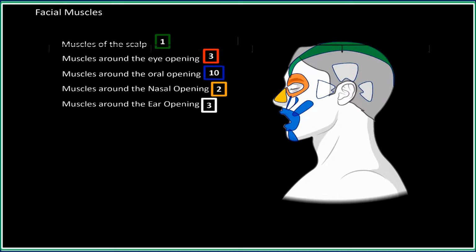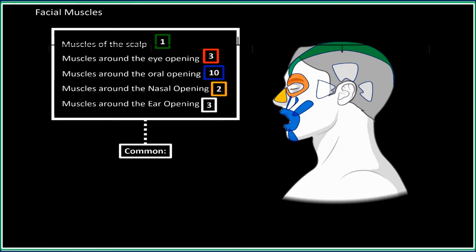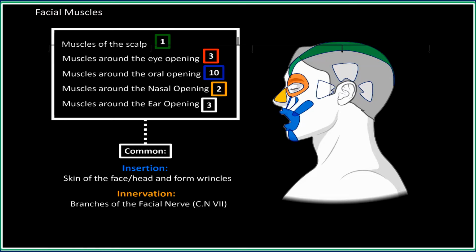And so all these muscles have a few things in common. The first one is that all of the muscles of facial expression insert at the skin, and they produce wrinkles in the skin once they contract. Another thing they have in common is that all of them are innervated by the facial nerve, which is the cranial nerve number 7. And the last thing is that they all come from the second pharyngeal arch during development.